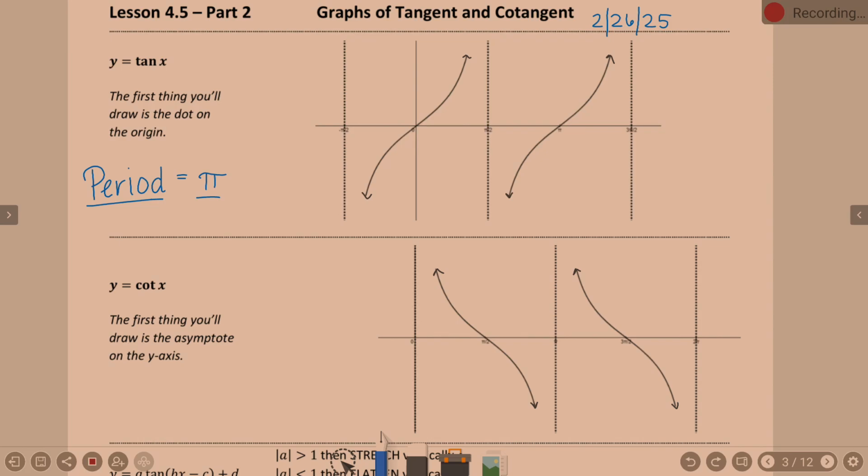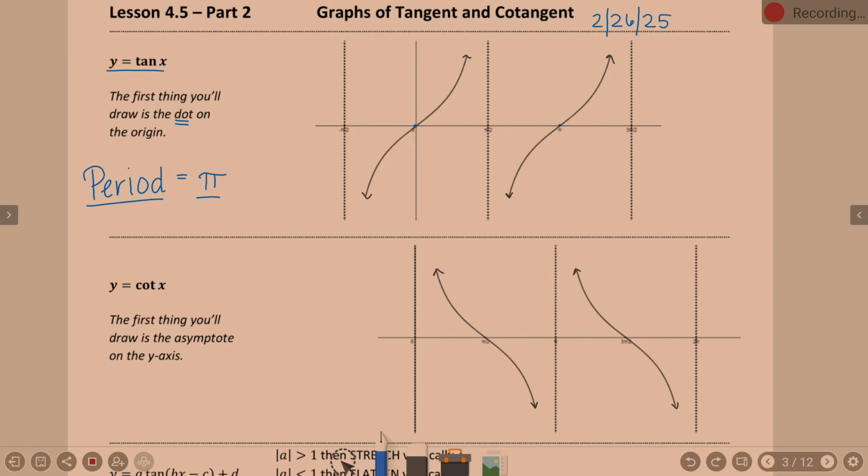Now, when you draw tangent, the first thing you'll draw is the dot on the origin. So the idea is that this is a 0, this is where we cross the x-axis, right? You always start off with tangent with a point at the origin. Of course, if there's a phase shift, that's where we'll adjust. And then you're going to have one dot once a period. So if your period is pi, then you're going to have another dot at pi. If I kept going, I'd have another point at 2 pi, 3 pi, and so on.